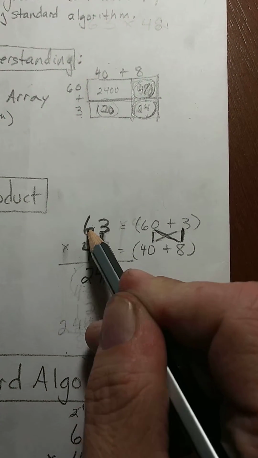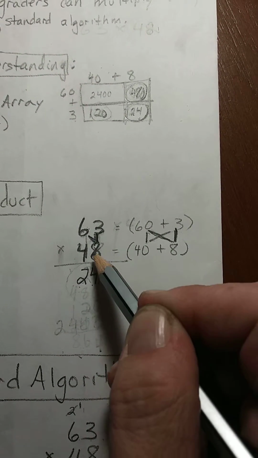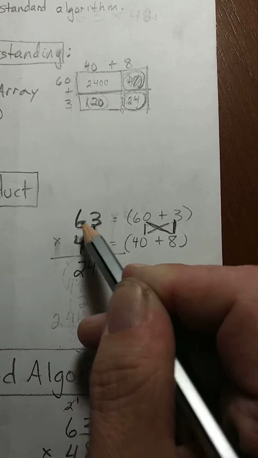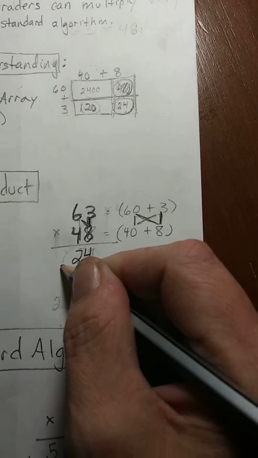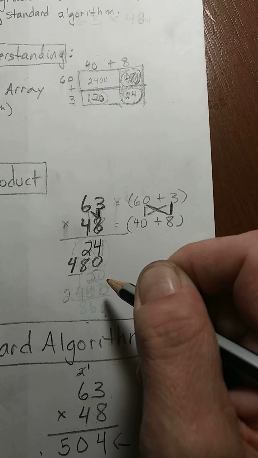Another thing to listen to is the language. If I ask the kids what is 8 groups of 6 tens, we can hear 48 tens. So when we come down underneath, we write 48 tens.